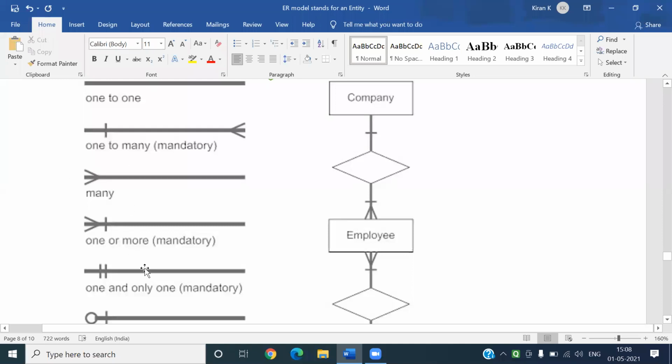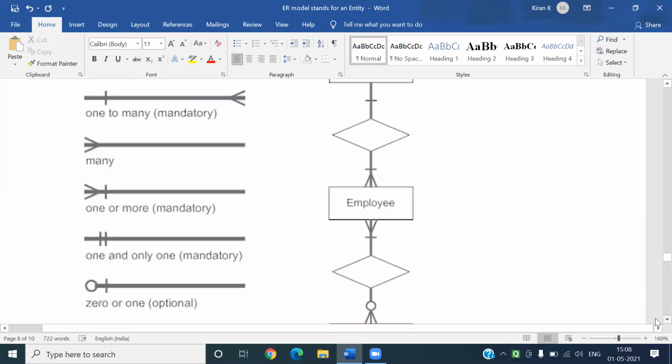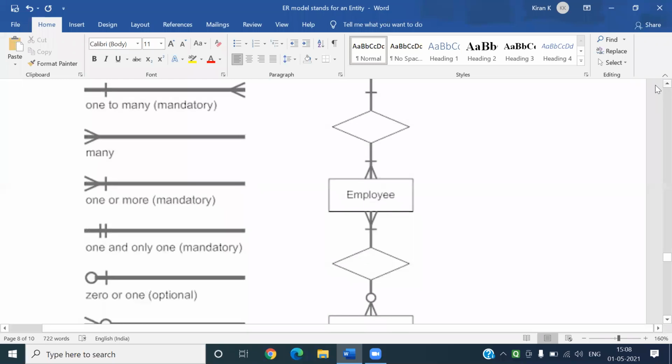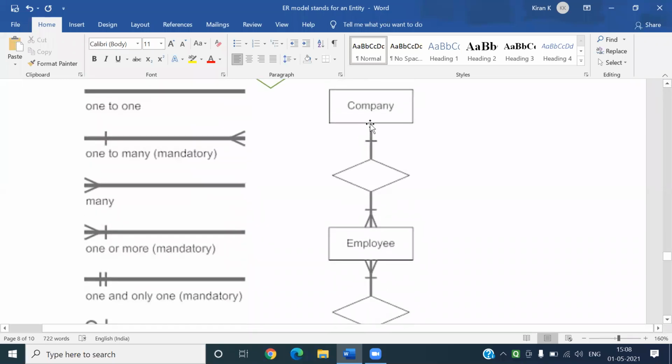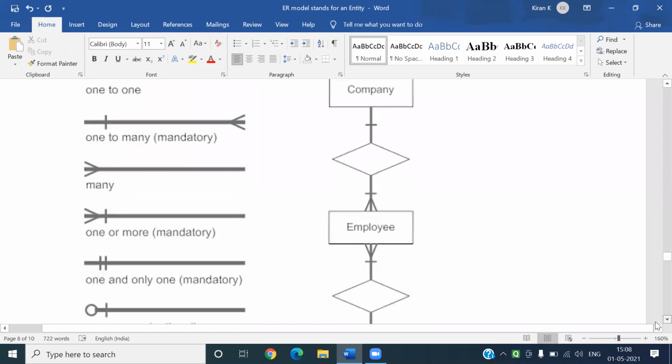One or more, and one and only one. This is shown as one and only one. A company, for example, you can see here, this is 0 or 1. That is okay, right? If you see, a company has employees.